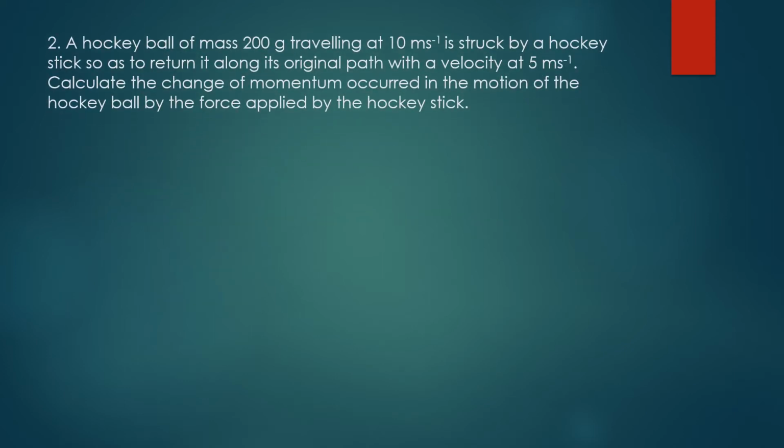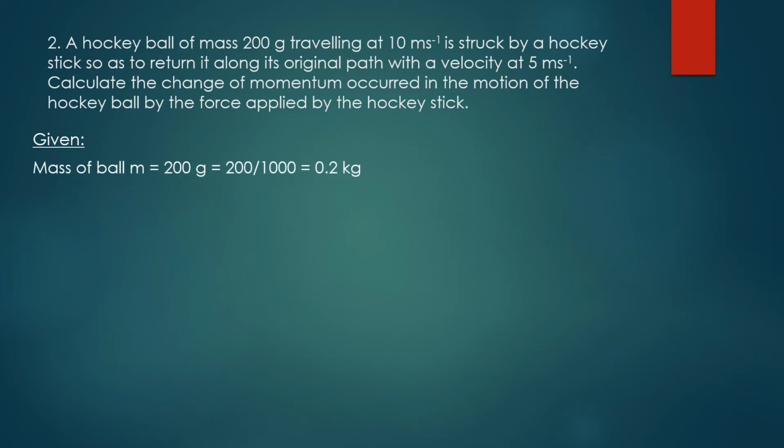Second one: a hockey ball of mass 200 gram traveling at 10 meter per second is struck by a hockey stick so as to return it along its original path with a velocity of 5 meter per second. Calculate the change of momentum occurred in the motion of the hockey ball by the force applied by the hockey stick. Given, the mass of the hockey ball is 200 gram.